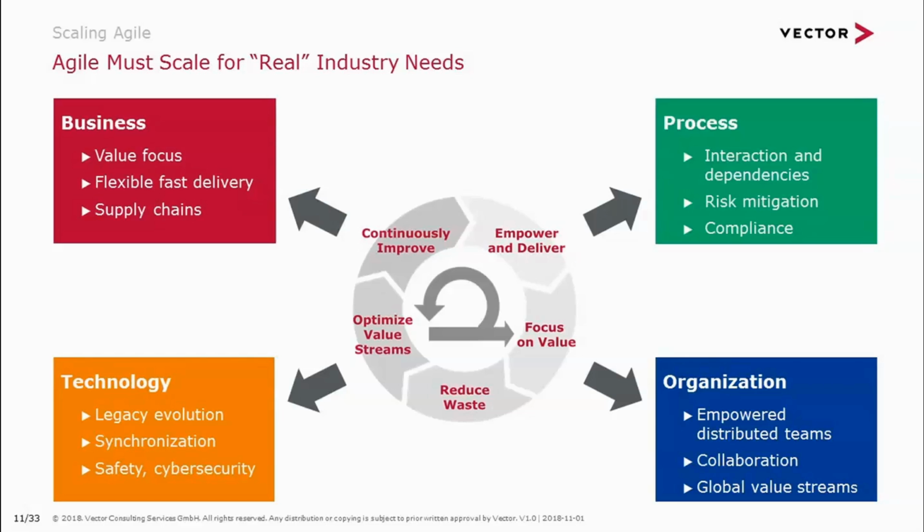So the Agile drivers, which I can typically put in a wheel, which is to empower the teams to focus on value, to reduce waste, to optimize on value streams, and to continuously improve, have to target these 4 dimensions, and this is exactly the challenge of Agile scaling.